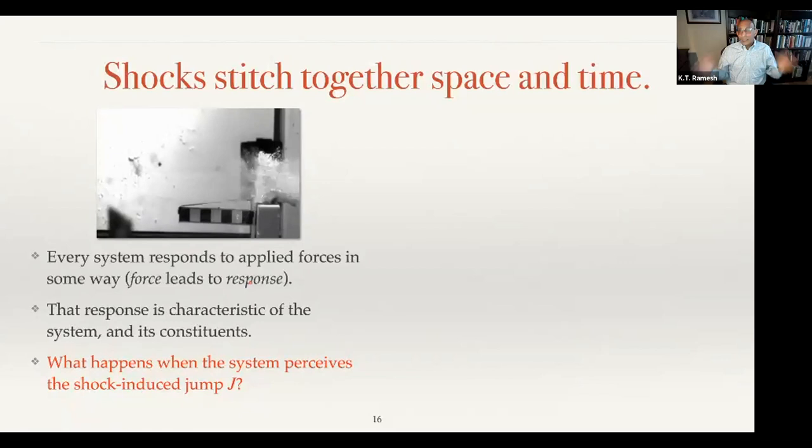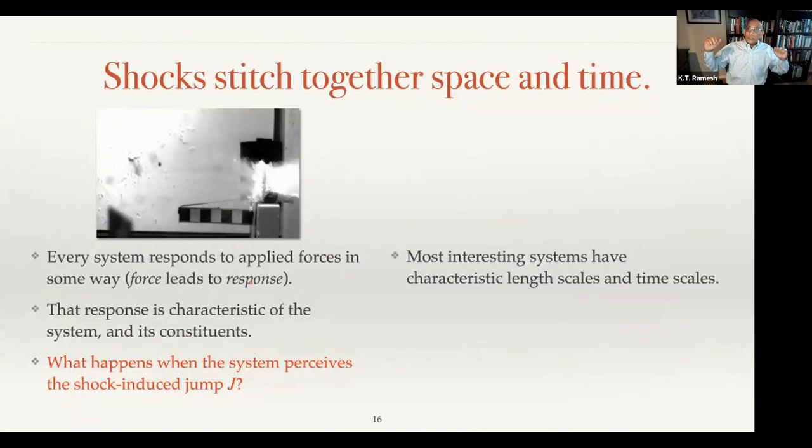The second question, though, is that it turns out almost any system we are interested in, anything you're used to working with as humans, has some length scale and some time scale. If I'm thinking about the room, it has some size. My desk has a certain size, and a particular time scale too, because the desk has a certain stiffness that gives me a certain sound speed in the desk. So I have a characteristic length scale and a characteristic time scale whenever I talk about a system.